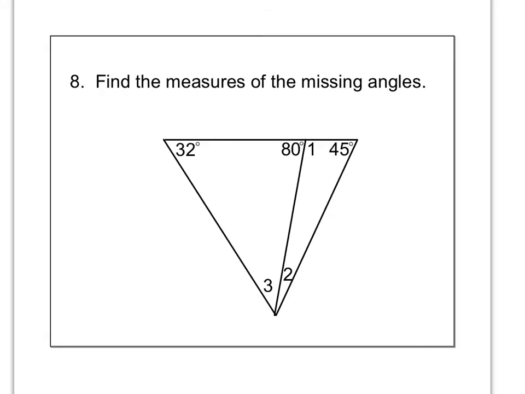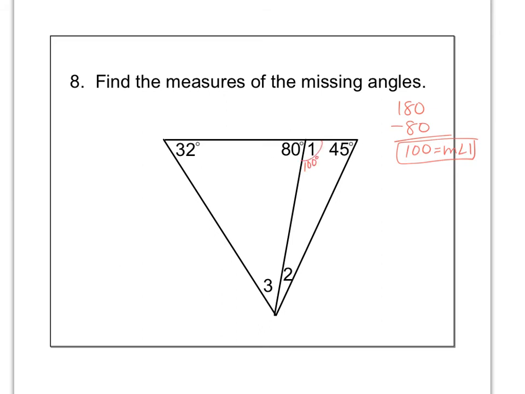Please pause the video, try number 8. So you can either start with angle 1 or angle 3, but I don't think you can find angle 2 first. Let's start with angle 1. We know something about these two angles up top. They should add up to 180. They're a linear pair. So 180 minus 80 is 100. So this is the measure of angle 1. This is 100 degrees.